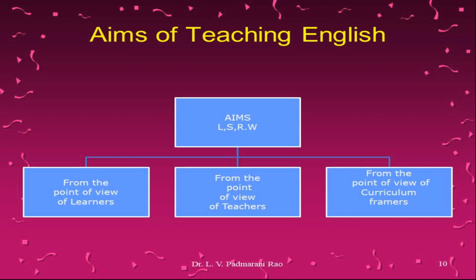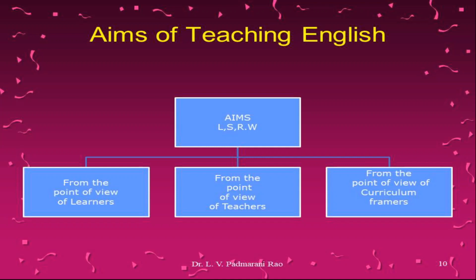In other words, teaching of any subject becomes much more effective when the teacher is fully conscious of the aims and objectives of teaching that particular subject. The primary aim of teaching English is to enable the students to master the basic skills of language ability, namely listening, speaking, reading, and writing, which are abbreviated as LSRW.